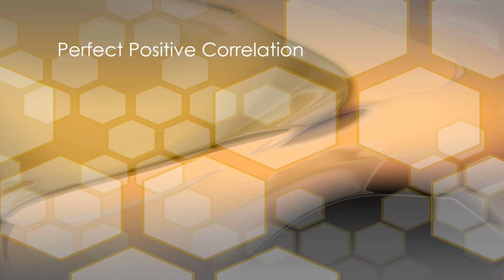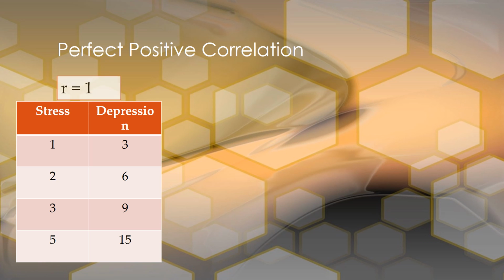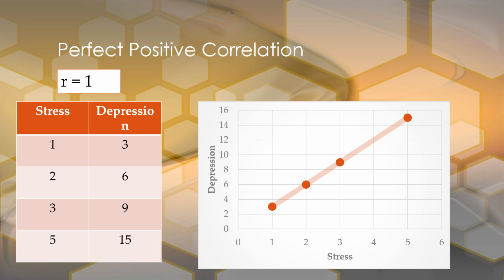So here's a perfect positive correlation. So here's our data, and we're going to have R equals 1, because remember, as stress increases by a certain amount, depression increases by another amount, but it's consistent. Remember, strength is consistency. So in this example, we have perfect consistency. So the dots will go on the dotted line because the rate of change is the same throughout. So if the dots are on the line, that's a perfect correlation.